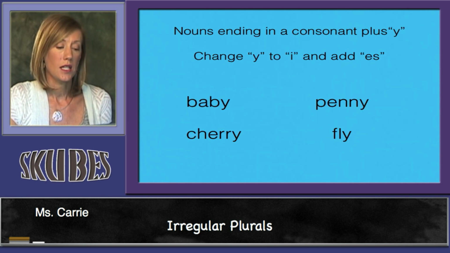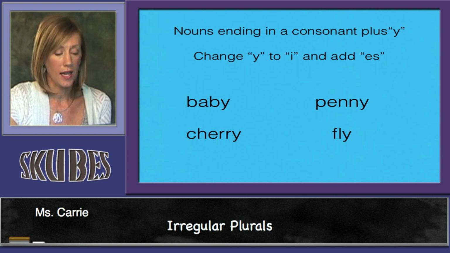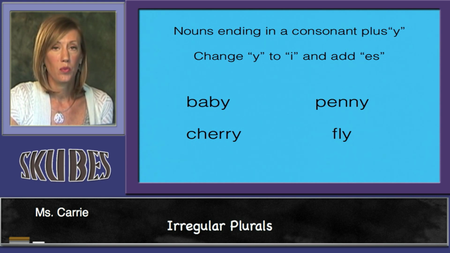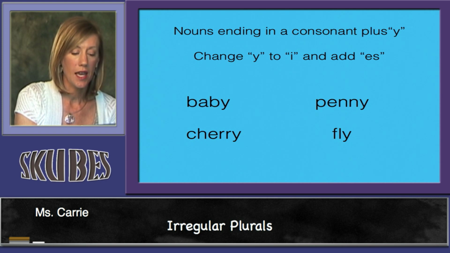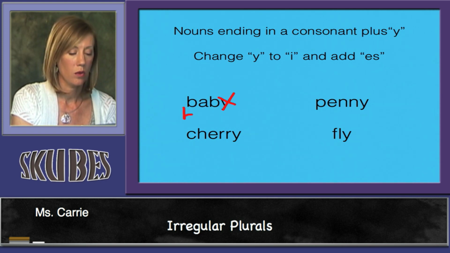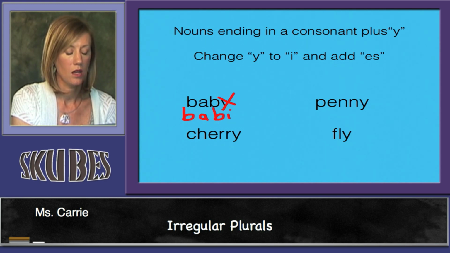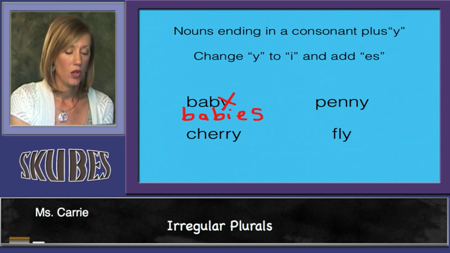Nouns ending in a consonant plus Y have a different rule. We're going to change the Y to an I, and we're going to add ES. Like in the word baby, if we want to make that plural, we have to take away the Y completely. We're going to get rid of it, and we're going to add IES. So baby becomes babies, and it's spelled like this.